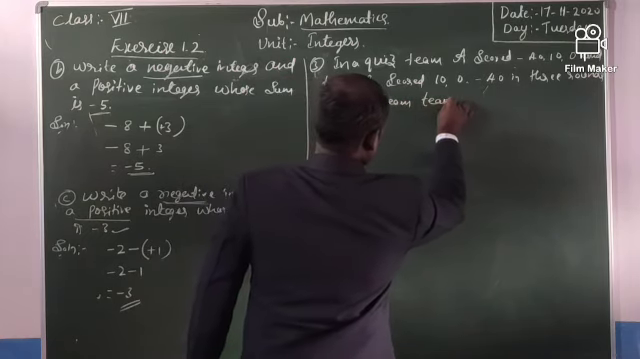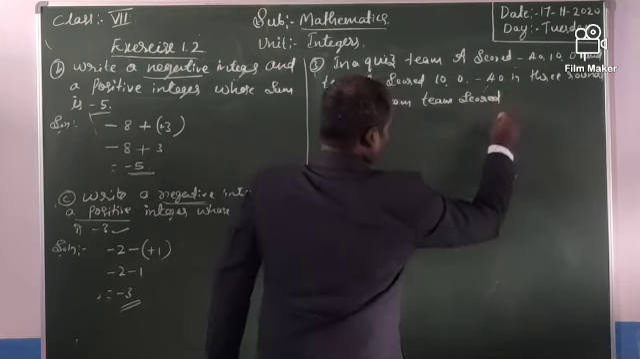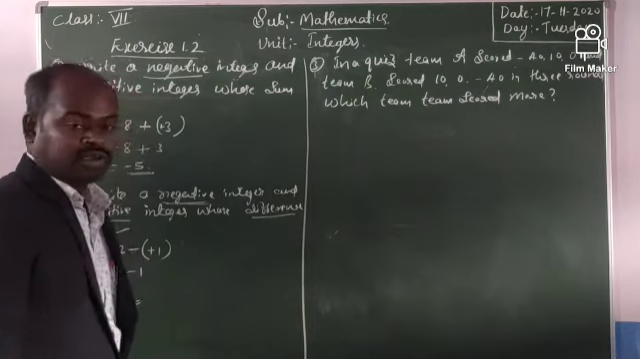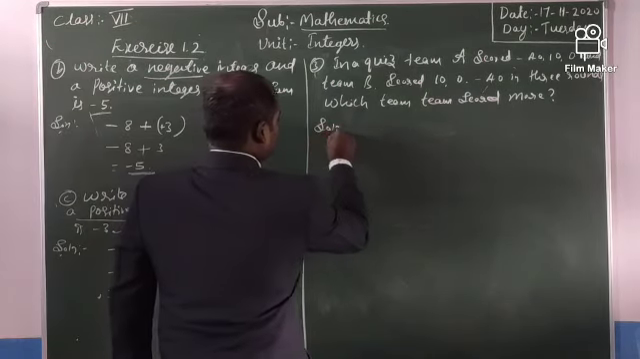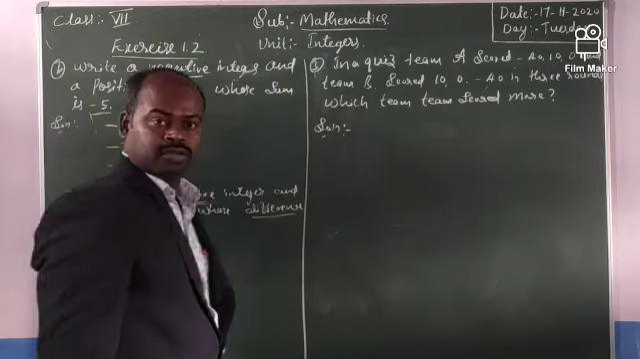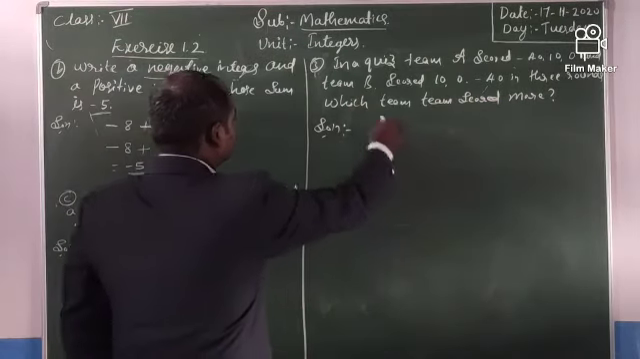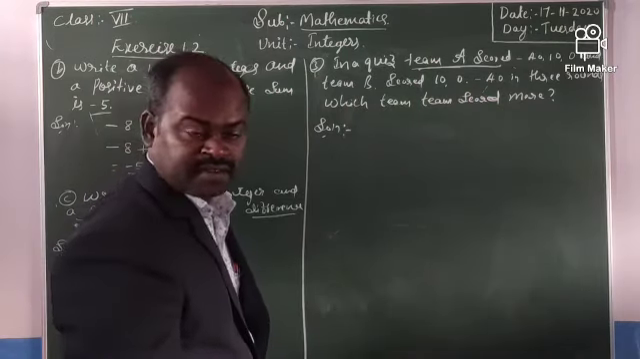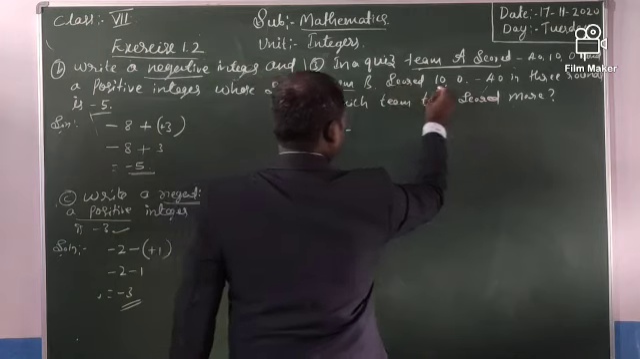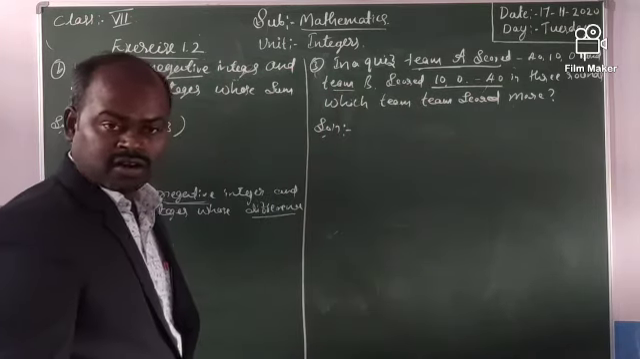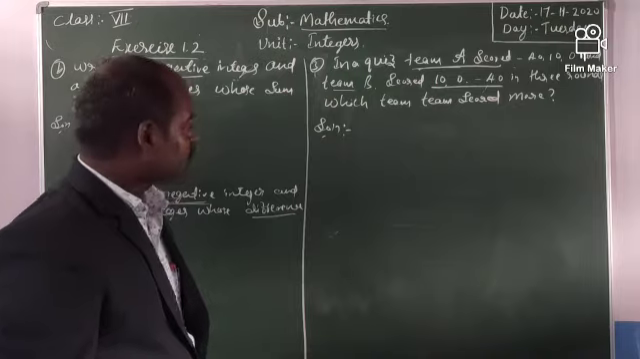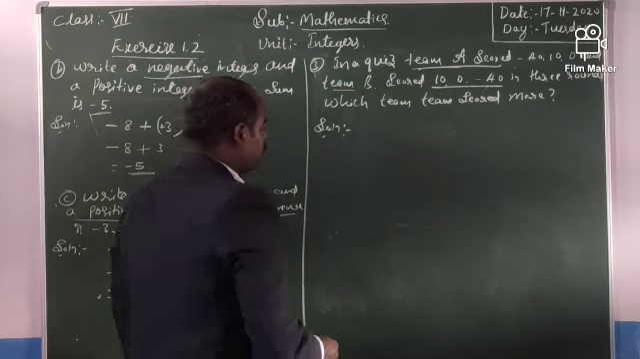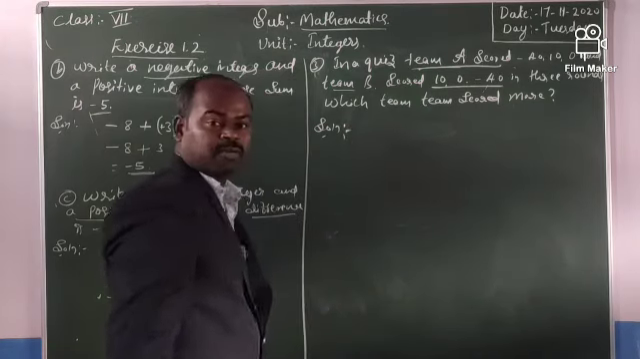Which team scored more? Okay, look here children, read the question very well and understand it. In a quiz, team A scored minus 40, 10 and 0, and team B scored 10, 0 and minus 10 in 3 successive rounds. Which team scored more? Let us first form a sentence.